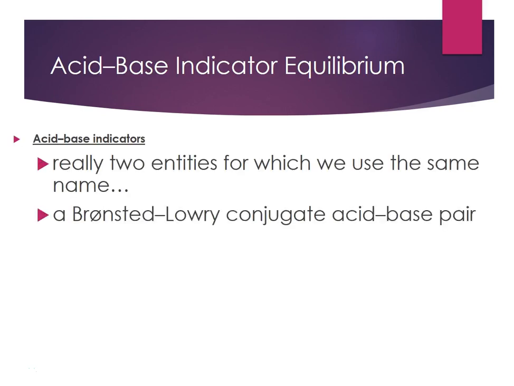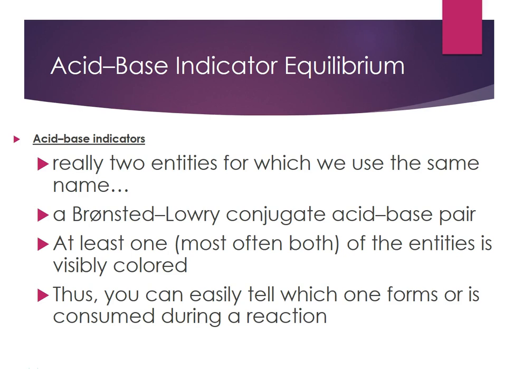Today's lesson will explain how indicators and buffers work. The principles of equilibrium can be used to explain how indicators work. Instead of one chemical, indicators are two entities. These two entities are a Bronsted-Lowry acid-base pair.